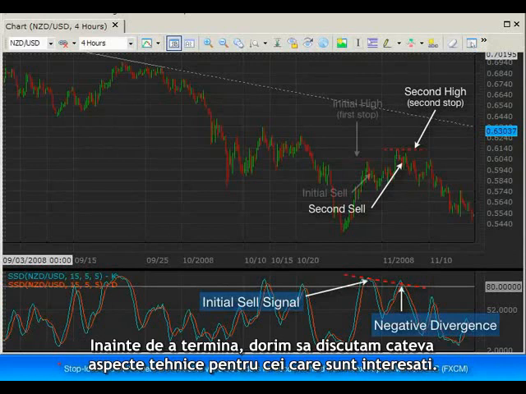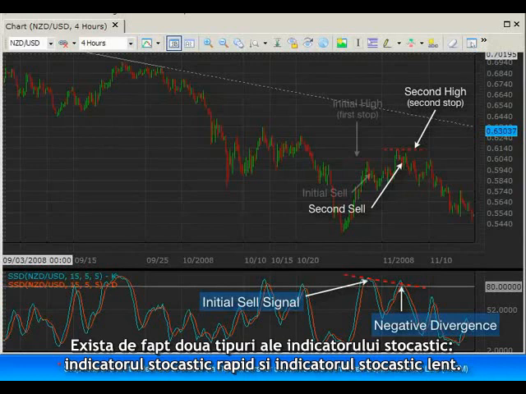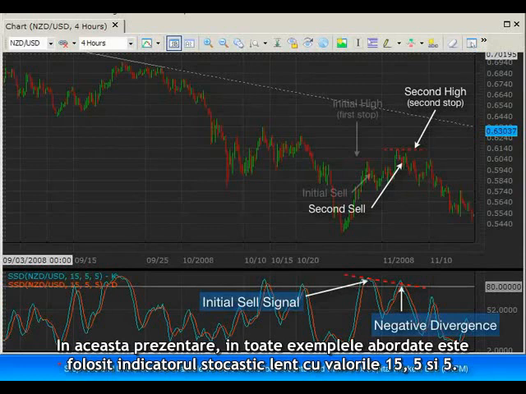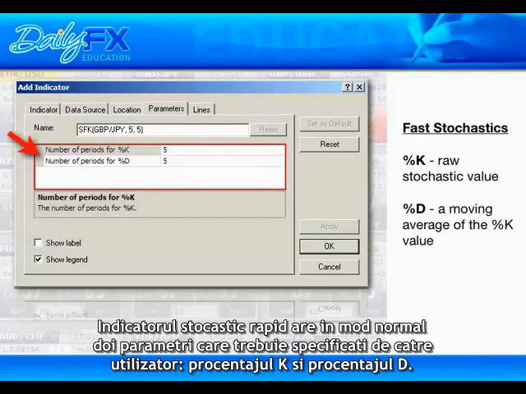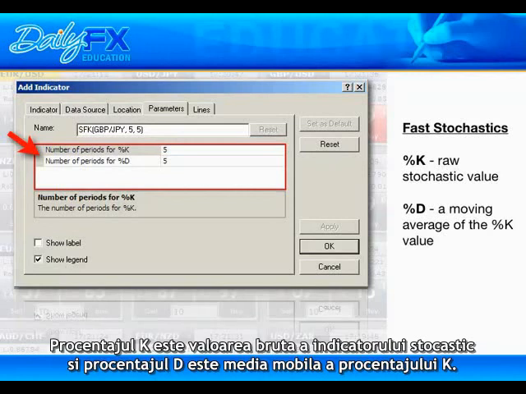Before closing, we'd like to discuss a few technical aspects for those who might be interested. There are actually two variations of the stochastic indicator: fast stochastics and slow stochastics. In this video, all of the examples we've been working with use the slow stochastic indicator with the values of 15, 5, and 5. Fast stochastics typically has two parameters that users must specify: %K and %D.